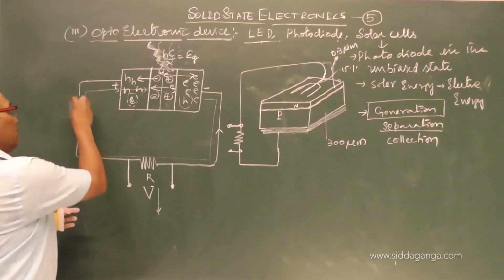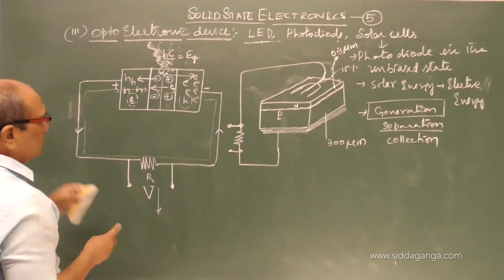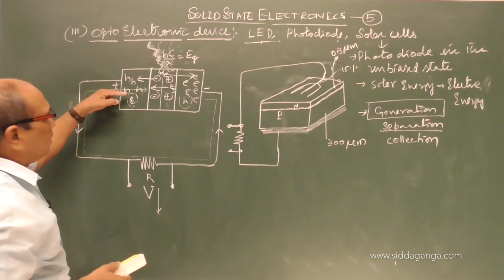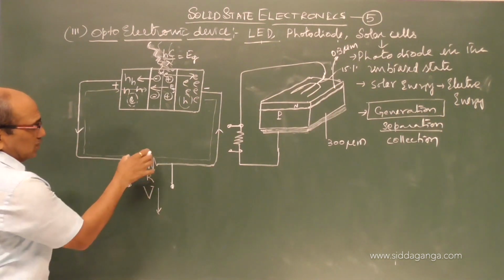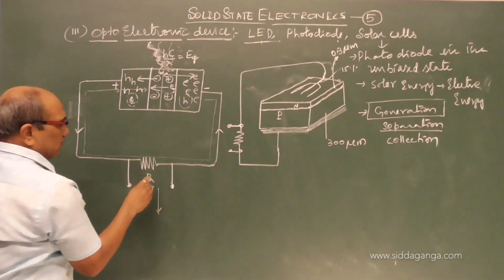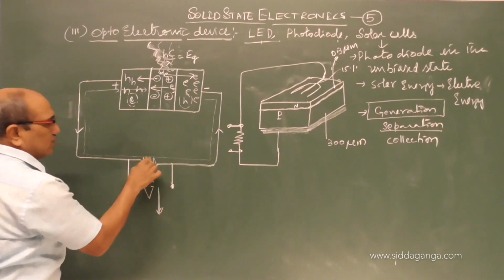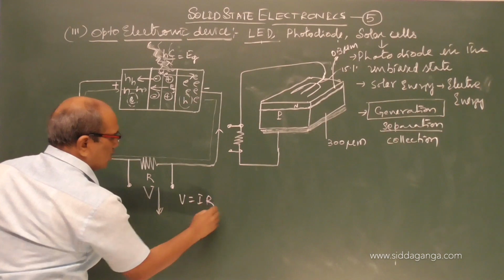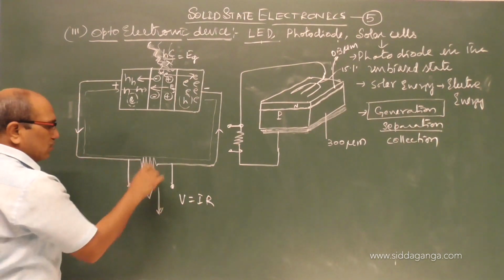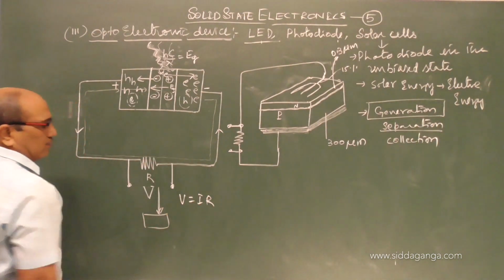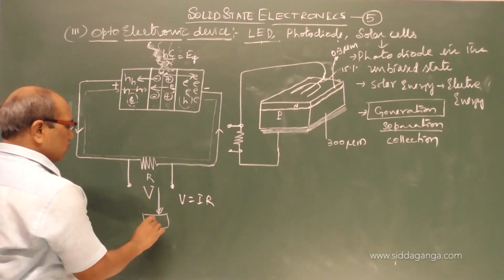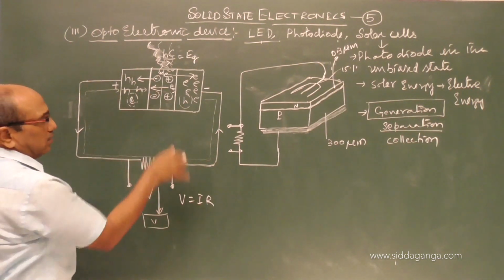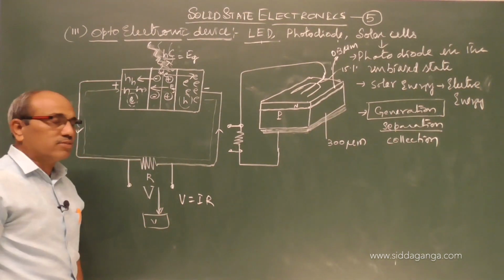But separation means I make the connection with a load resistor so that the electrons can run out to the other end. The voltage developed, the EMF, will be taken through this resistor, because if there is a current I, the voltage is V equals I into R. That voltage may be drawn and stored in a storage battery. That is how the solar cell works.